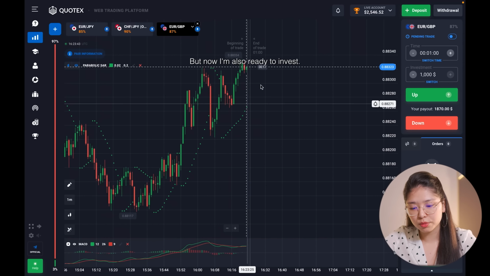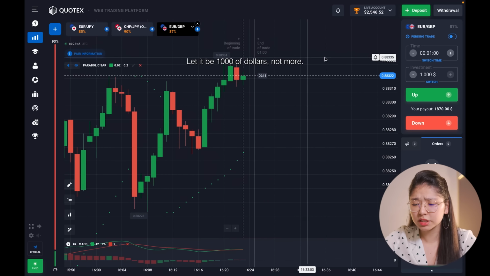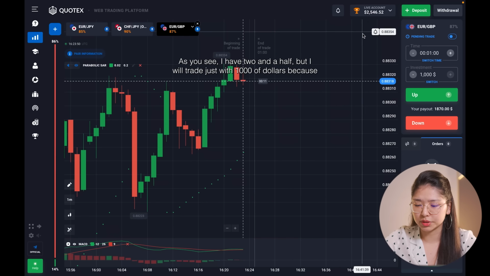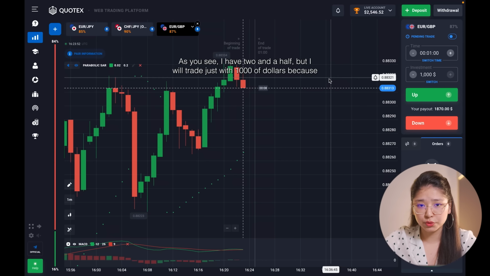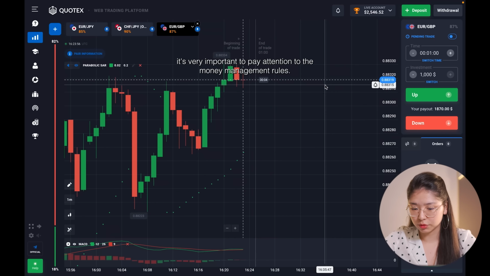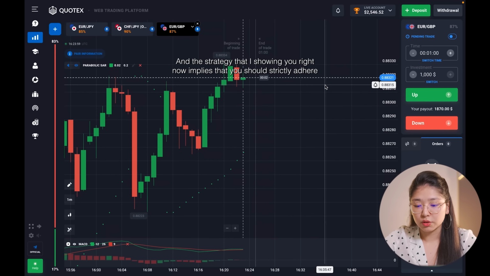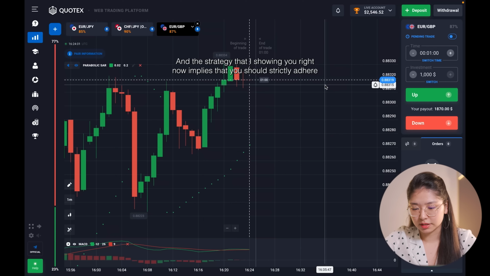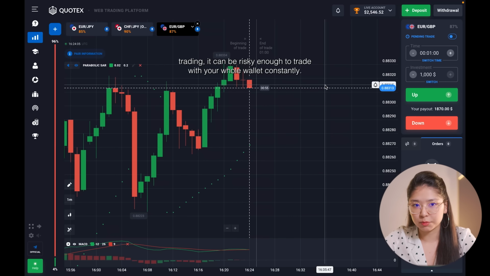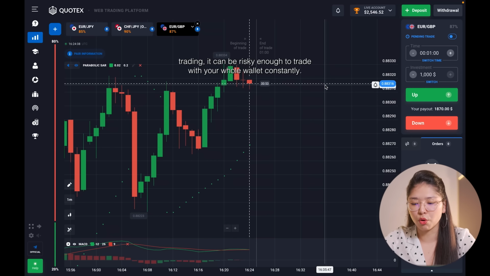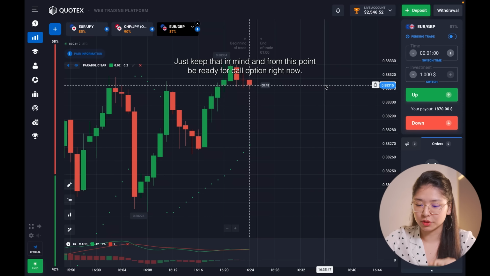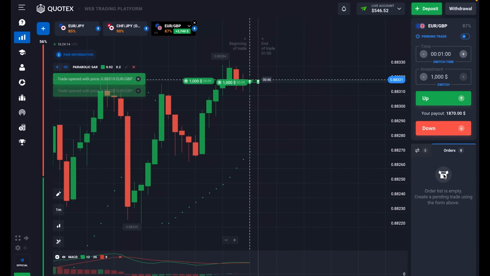But now I'm also ready to invest. Let's be $1,000, not more. As you see, I have 2.5, but I will trade just with $1,000 because it's very important to pay attention to the money management, of course. And the strategy that I was showing you right now implies that you should strictly adhere to the rules of money management, because if you're trading forex or other types of trading, it can be very risky to trade with your whole wallet constantly. So just keep that in mind, and from this point be ready for call option right now.